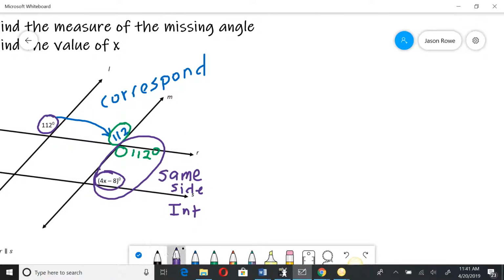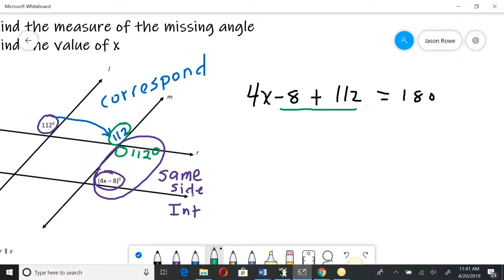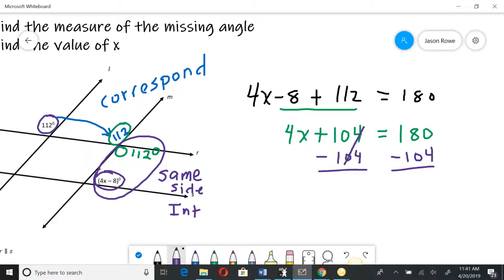So we're going to set up our equation for 4x minus 8 plus 112 is going to equal 180. We're going to combine our like terms. This will be similar to that first example we did. So negative 8 plus 112, that'd be 4x plus 104 equals 180 degrees. So then we're going to subtract 104 from each side. That's going to give us 4x equals 76. Then we're going to divide by 4.